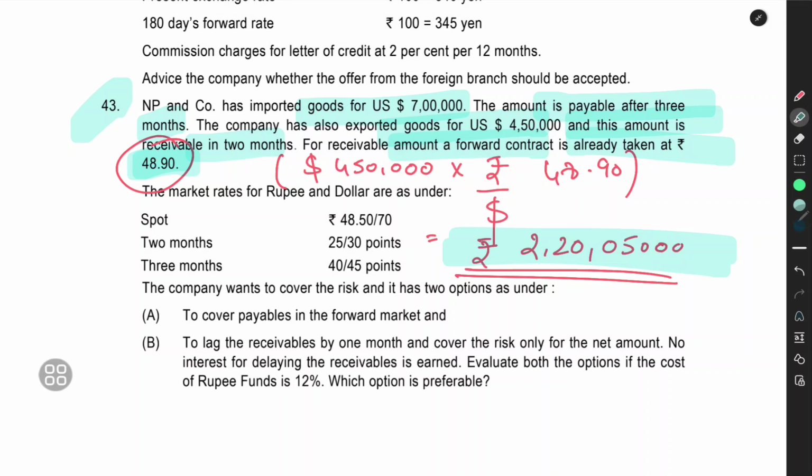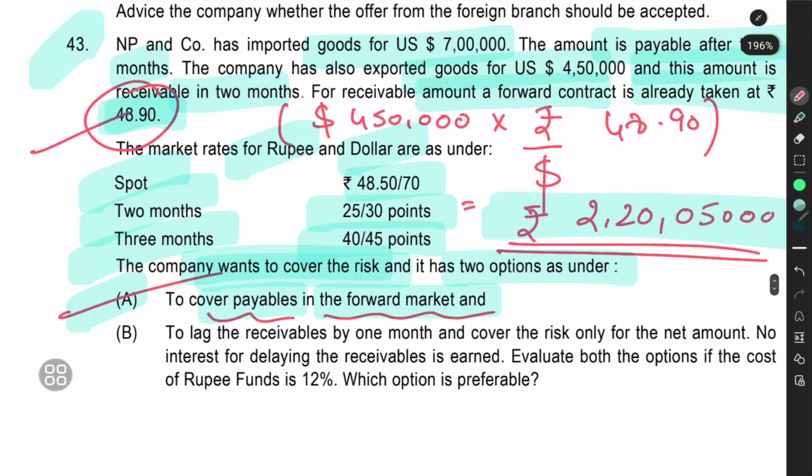So this is fixed. Further, what they have said in the question: the market rates for dollar and rupee are given to us. Spot, 2 month forward and 3 month forward points are given. The company wants to hedge the risk, and it has two options to do that. First one is to cover the payables in the forward market also. The receivable they've already covered using a forward contract of 48.90. Now they're saying cover the payables in the forward market as well. Let's do that. It's very simple. The first option here only should I do.